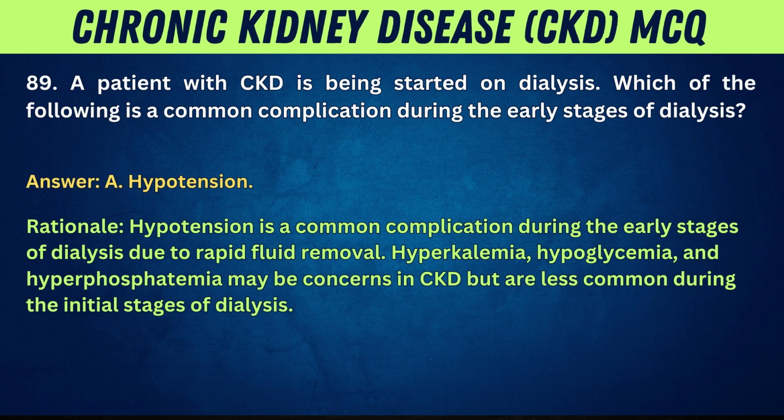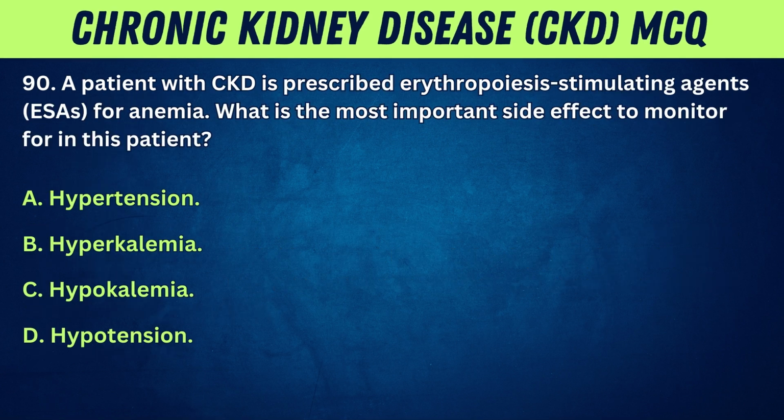Hypotension. Rationale: hypotension is a common complication during the early stages of dialysis due to rapid fluid removal. Hyperkalemia, hypoglycemia, and hyperphosphatemia may be concerns in CKD, but are less common during the initial stages of dialysis.